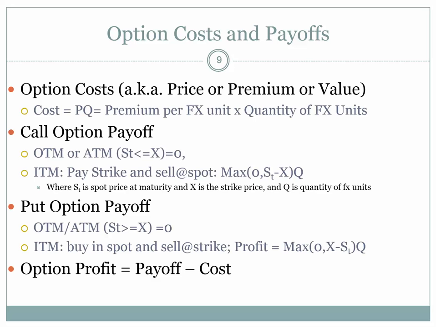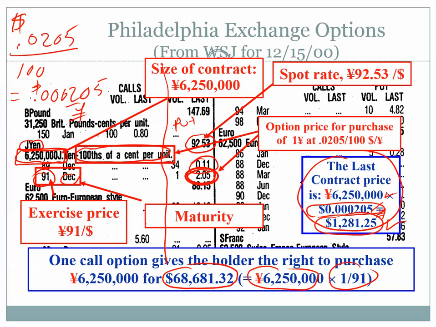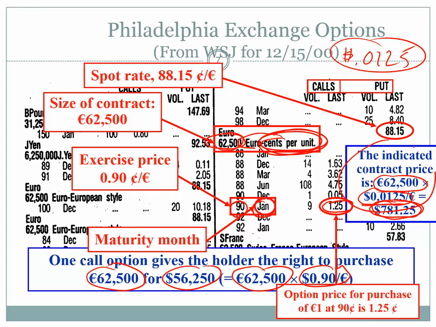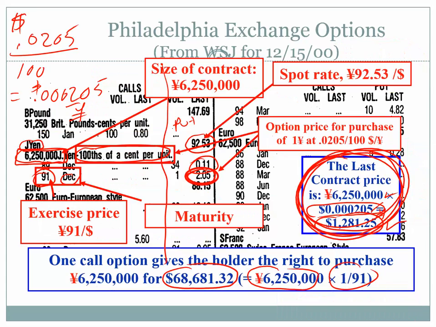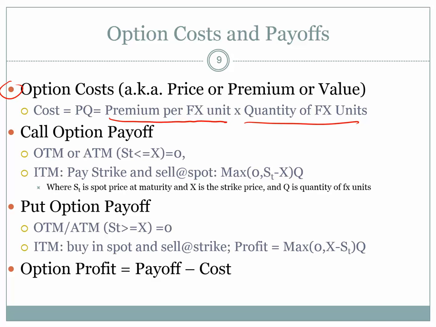So let's talk about option costs and payoffs. The cost we just covered. It's just the premium per FX unit times the quantity of units. So that was doing this calculation here and this calculation here. That tells me the cost to buy the option. Now when we talk about options, besides the cost, there's also the payoff. The payoff of the option is the value of exercising the option.